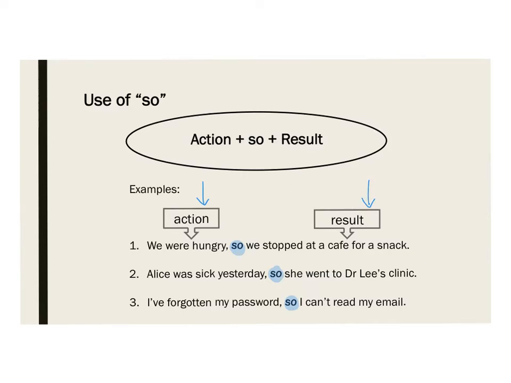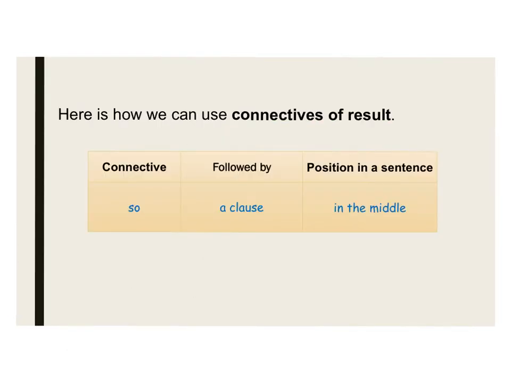When we want to use the connective so, we need to follow this structure. This table shows you how to use the connective so. When you want to use the word so, you have to put it in the middle of the sentence, followed by a clause. A clause means the subject plus the verb.